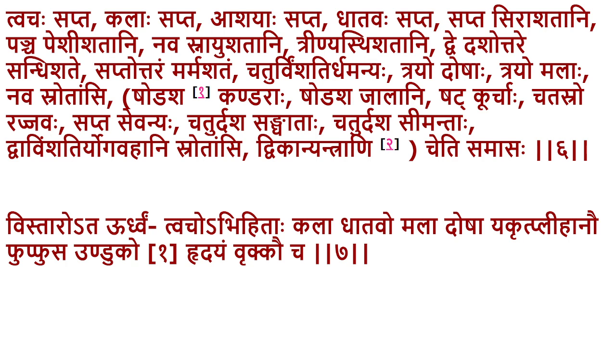And Chaturvimshati Dhamanyah, 24 dhamanis; Trayo Doshah, three doshas; Trayo Malah, three malas; Nava Srotamsi, nine srotas; Shodasha Kandarah; Shodasha Jalani; Shat Kurchah; Chatasro Rajjavah; Sapta Sevanyah; Chaturdasha Sanghatah; Chaturdasha Simantah; Dvayumshati Yogavahani Srotamsi; Dukani Antrani, Iti Samasah. Now, these are all the numbers of the organs as per Sushruta's anatomy, as Sushruta has described anatomy.